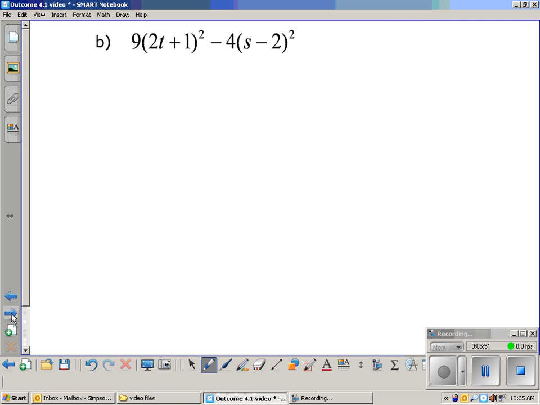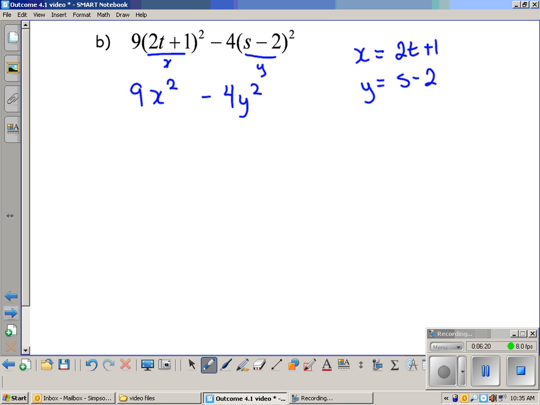Let's look at one more of this type. In this one, I have 2 different brackets, but if I do a substitution, so we're going to let x equal 2t plus 1, and y equal s minus 2. 2t plus 1 I'm going to replace with x, so this becomes 9x squared. S minus 2 I'm going to replace with y, so this becomes minus 4y squared. This polynomial is now a difference of squares.